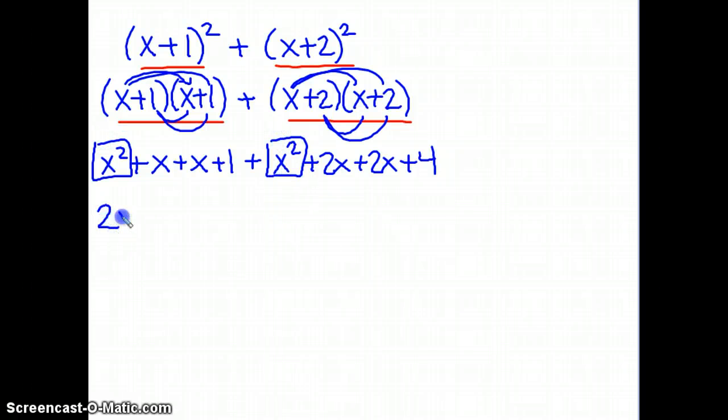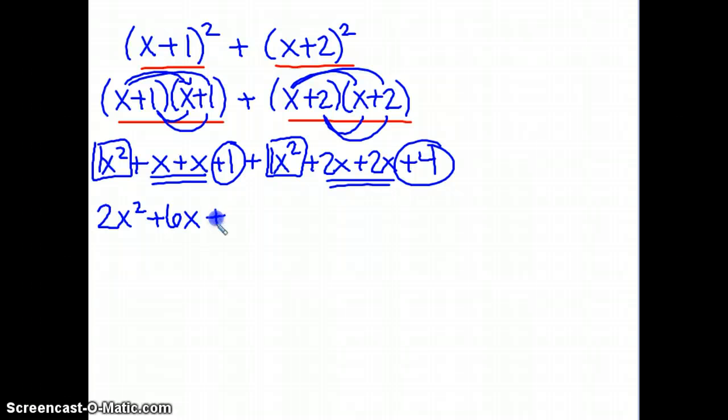So I have 2 x's that are squared. I have 1 and 1 for 2 x's that are squared. I have 2 x's here, plus another 4 x's there for 6 plain x's. And then I have 1 and a 4 for plus 5. So this is my brief review of simplifying.